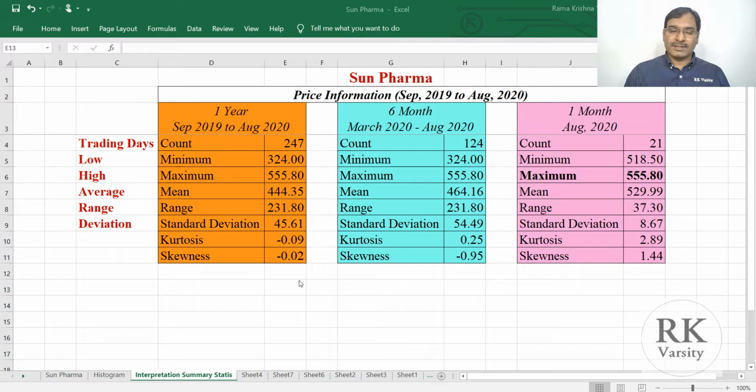And using a frequency distribution table, you can calculate the probability values. That means what may be the probability of the price being in a particular range, and what may be the probability of the price being in another range. In my next lecture, I'm going to explain how to calculate a frequency distribution table, also called a histogram, using the Microsoft Excel Data Analysis Toolpak.